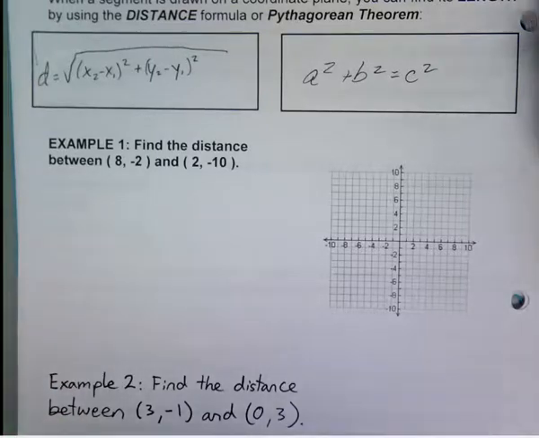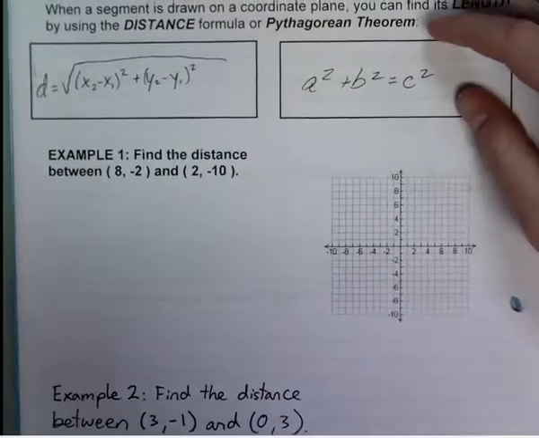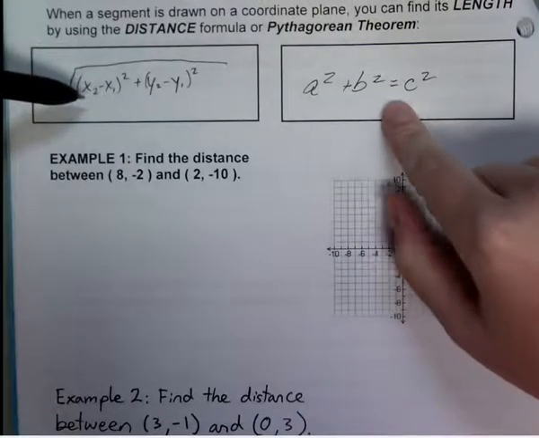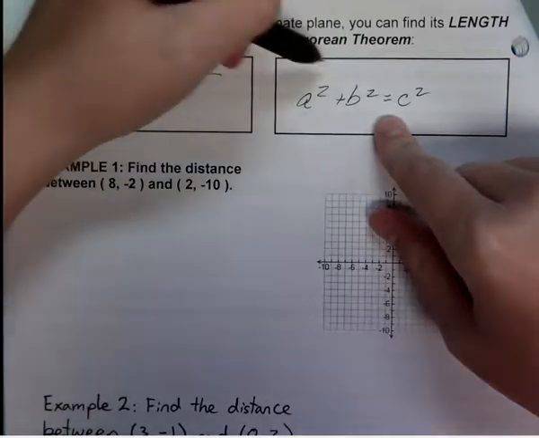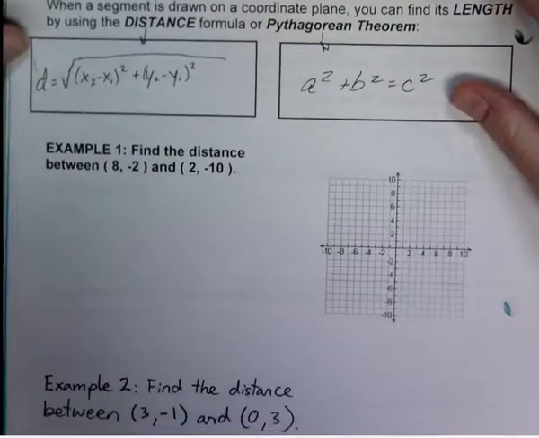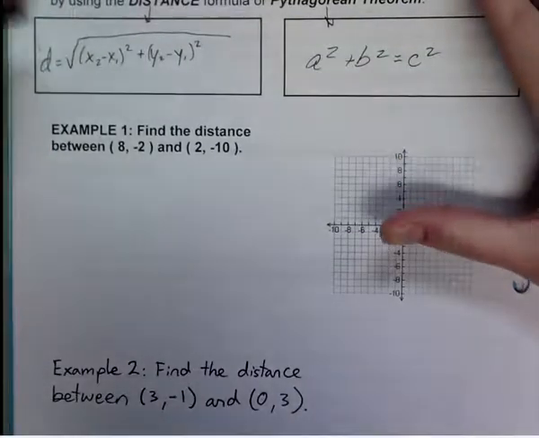Alright, this is the beginning of our 1.4 notes, and it is on page 10 of your packet. Go ahead and fill these in. If you need to pause it, do that. This is the distance formula and the Pythagorean theorem. So the first example we're going to talk about is using distance formula.